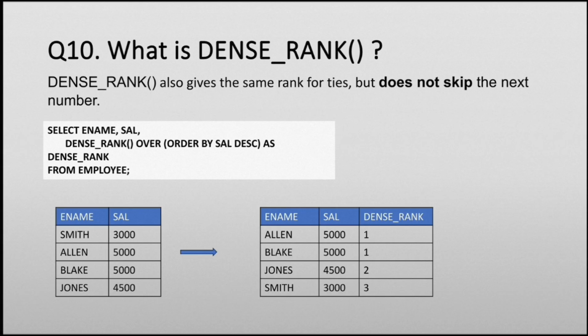Now, if you look at the output, it is quite similar to the previous rank, but again here we have two records with a similar salary of 5000 and both have a dense rank of 1. But as in the previous one, it was skipping the rank for the next record. Here it does not skip the rank. For the record of 4500 salary, the dense rank is 2, which does not skip a rank.